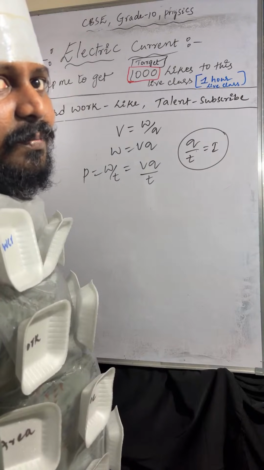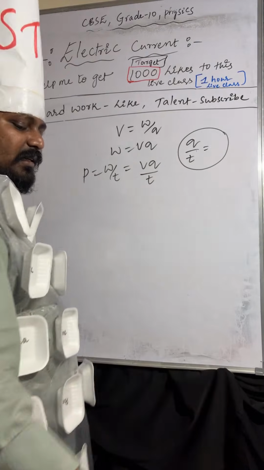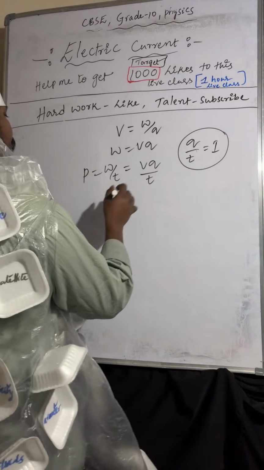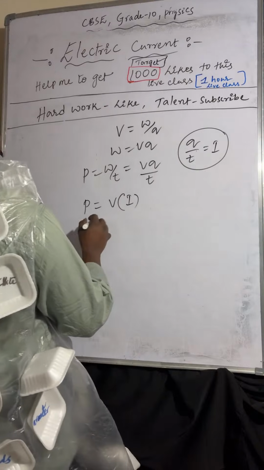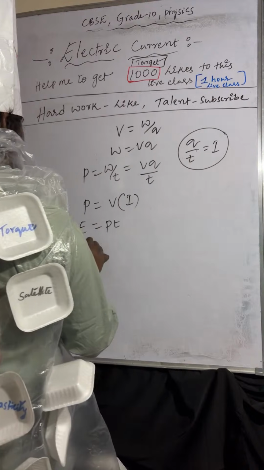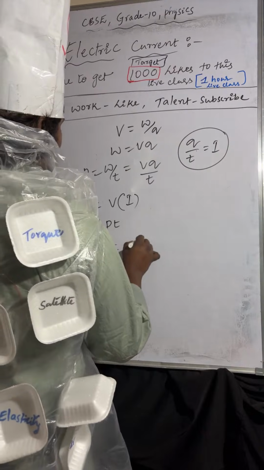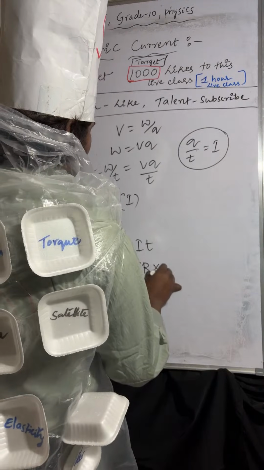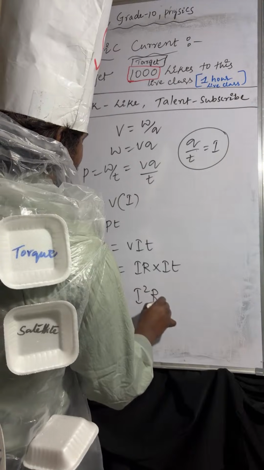Okay. So I hope it is very clear. So Q by T is electric current I. And so now you can see P equal to V into I. Then E equal to P into T. Then we can say H equal to VI into T, that is nothing but IR into I into T. So that we can get I square RT.